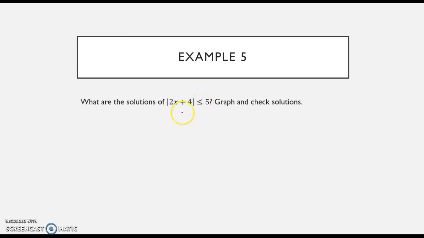We'll do one more. Here's a less than. The absolute value of 2x plus 4 is less than or equal to 5. So absolute value, nothing's on the outside of the absolute value, so I split it. It's less than, so this is going to be an and statement. So I'm going to write it negative 5 is less than or equal to 2x plus 4 is less than or equal to positive 5.